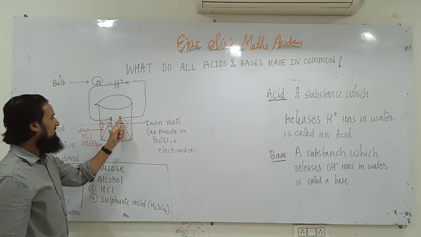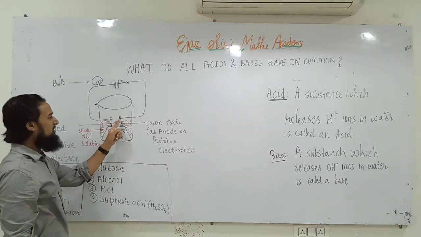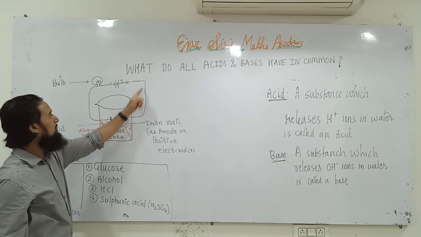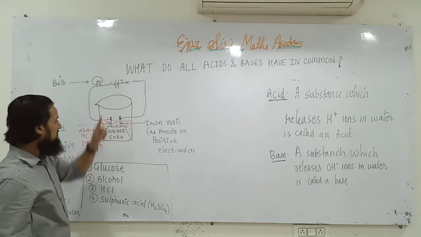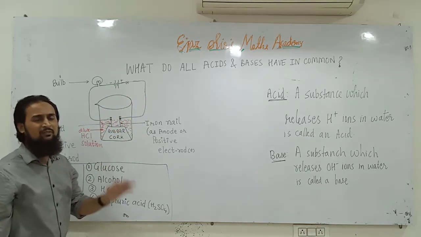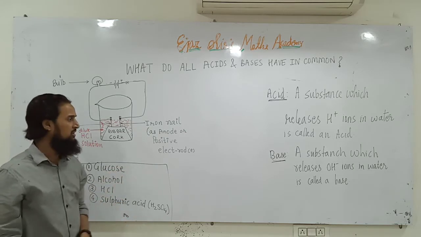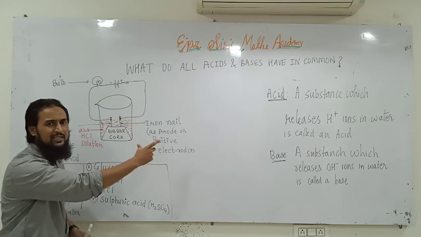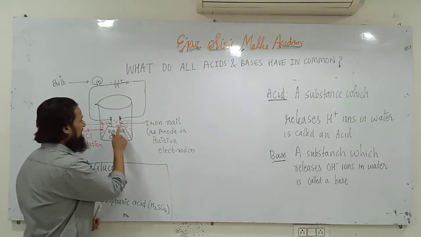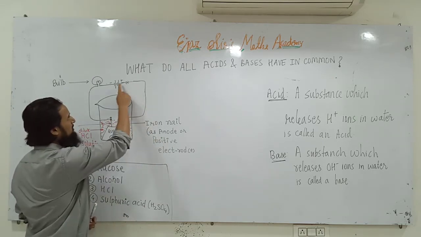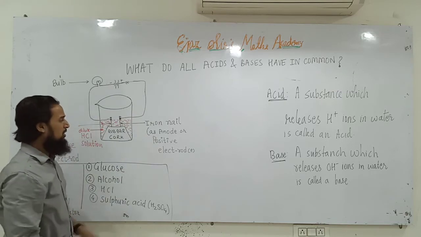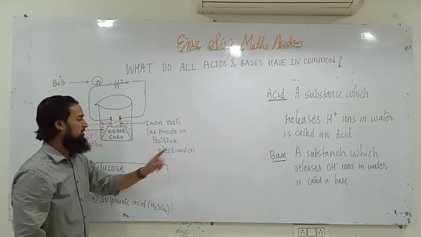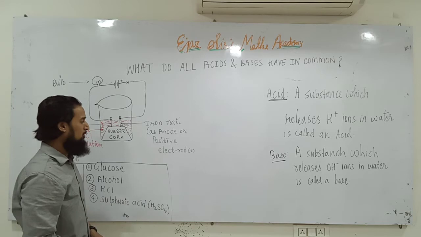A wire is wound around the first nail, and this wire goes to the positive terminal of the battery. See, this iron nail is behaving as an electrode, an electricity rod. So this iron nail which is connected to the positive terminal of the battery is called the positive electrode.